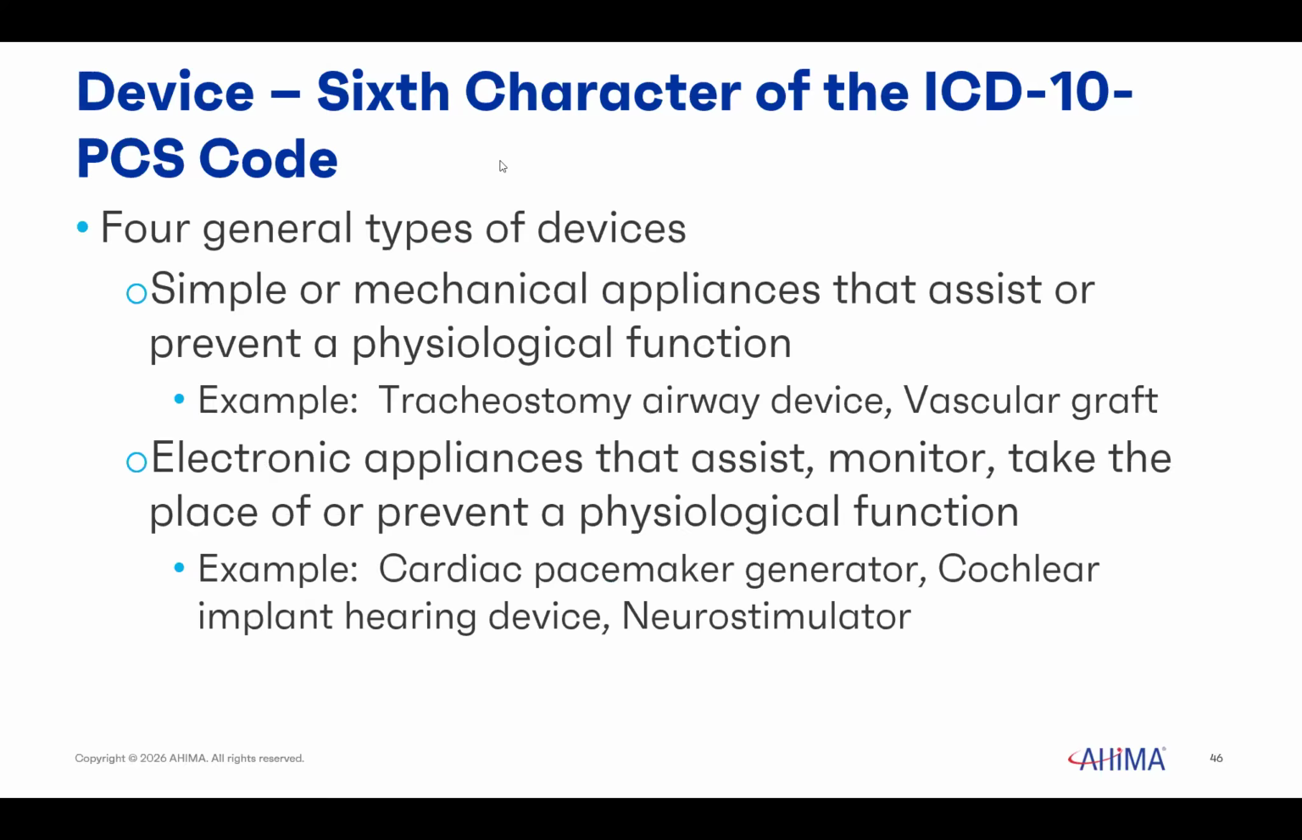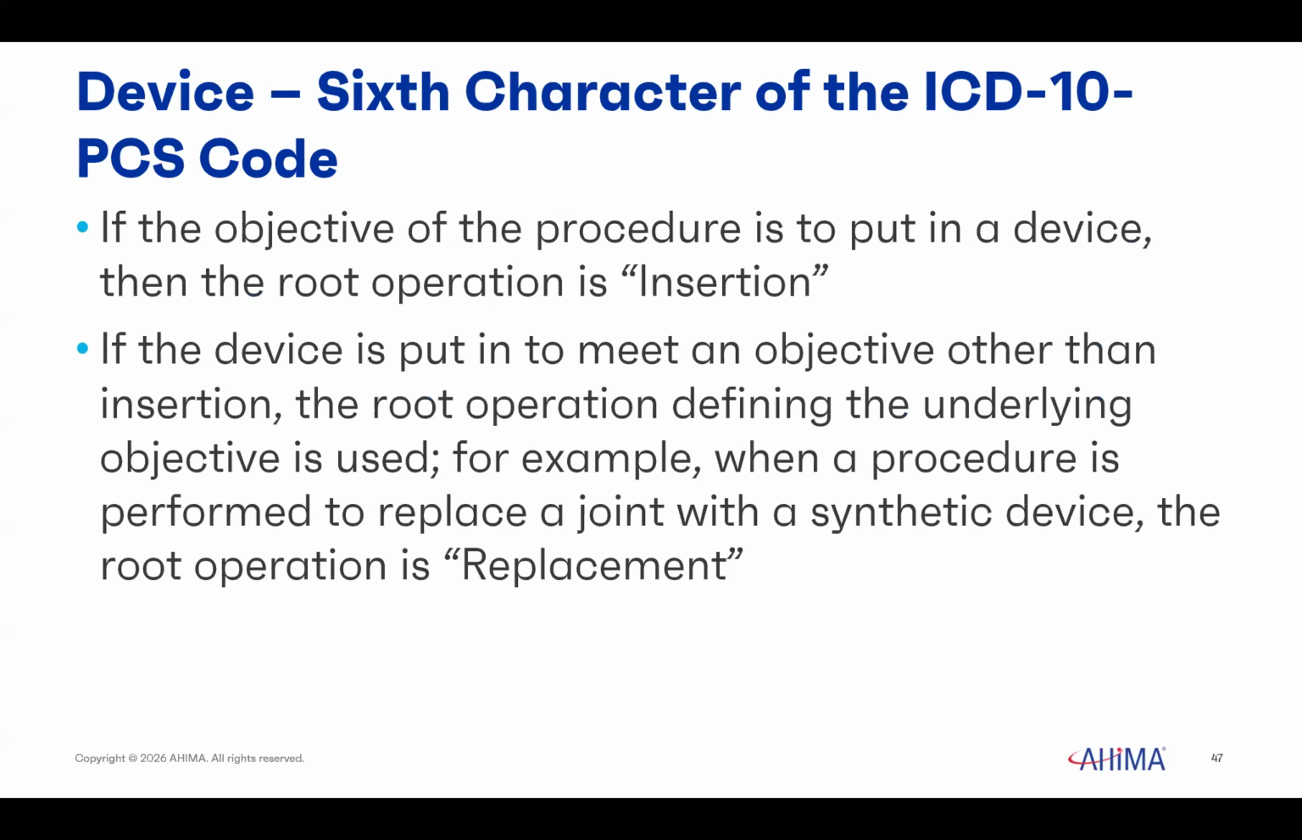The sixth character talks about devices, and there are four general types. We can have simpler mechanical appliances like a trach, a vasculograph. We can have electronic devices, pacemakers, defibrillators, neurostimulators, all these different types of things. And if the objective of the procedure is to put in a device, then it changes what the root operation will be. It's an insertion.